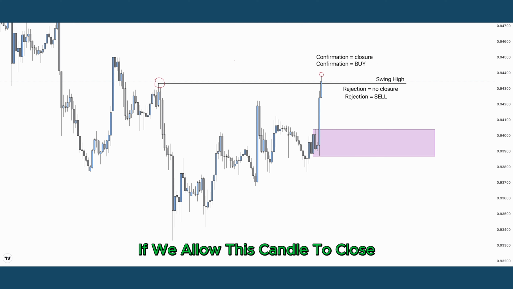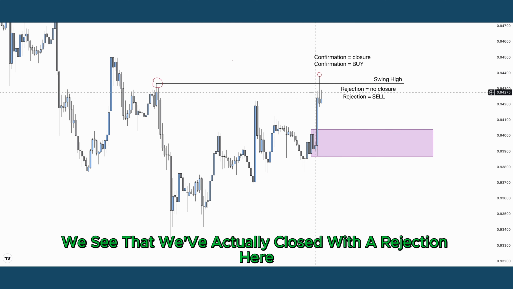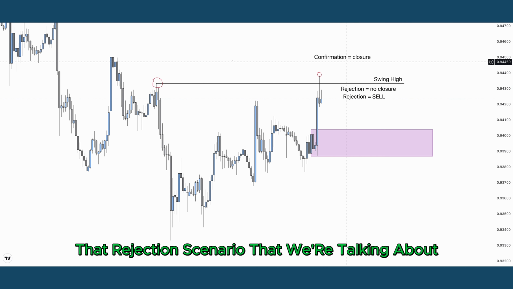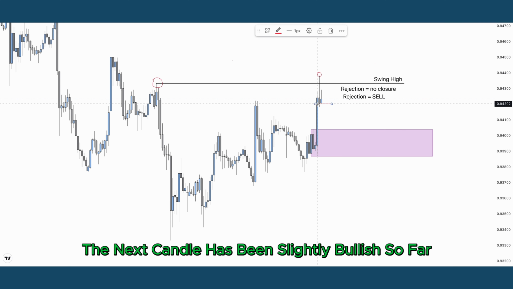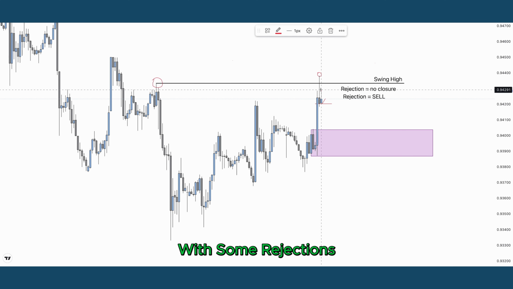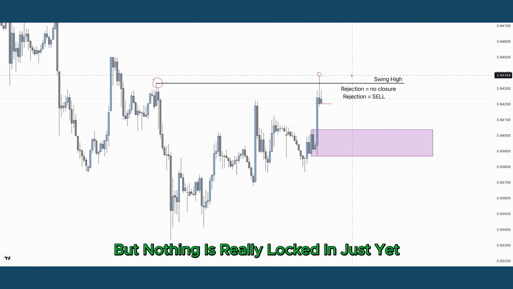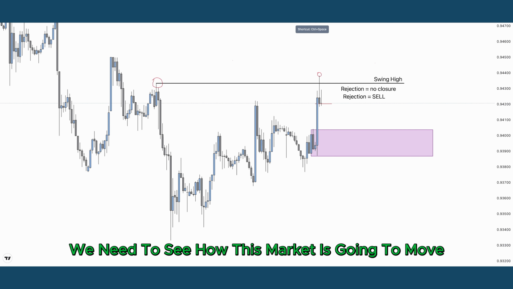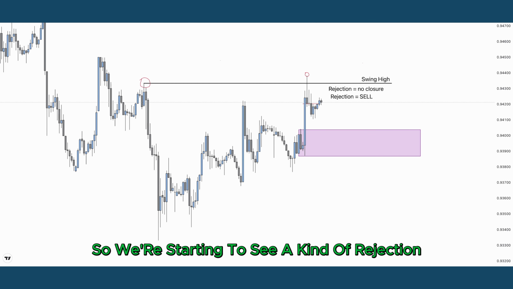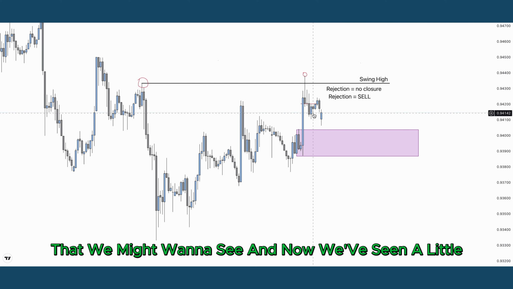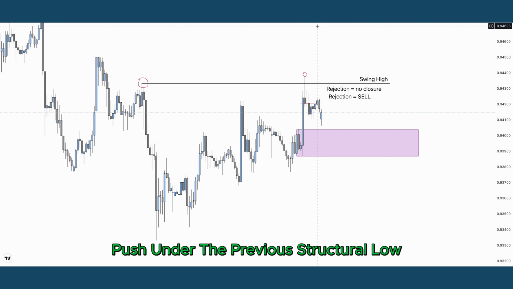Okay, so let's take a look at how this plays out. If we allow this candle to close and the next one to open, we see that we've actually closed with a rejection here, right? So we got that rejection scenario that we're talking about. This is the point where the candle closed and a new one opened. The next candle has been slightly bullish so far with some rejections, but nothing is really locked in just yet. We need to see how this market is going to move. Now here we've seen a little push down in the market, so we're starting to see a kind of rejection that we might want to see.